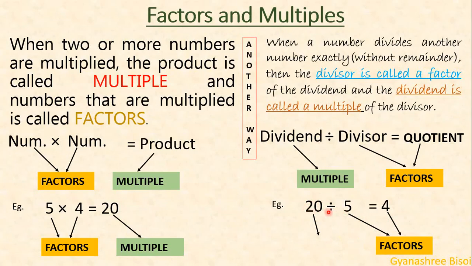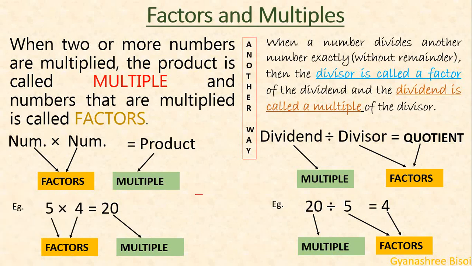Right? Because 5 divides 20 without any remainder. So 5 is called a factor of the dividend, that is 20. And 20 is called a multiple of 5, the divisor. Right? I hope you understood this. You can take many other examples also.